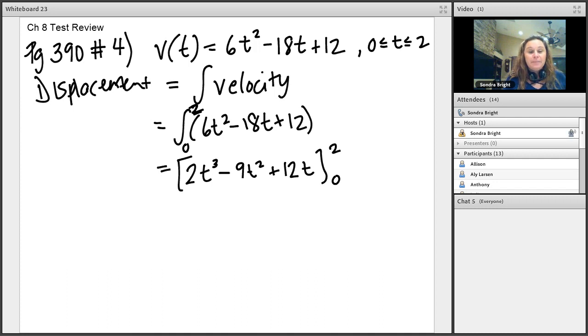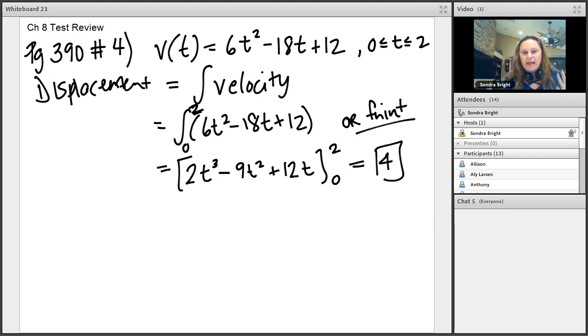This is if you had to do it by hand. If you're allowed to use a calculator, then you're just going to do fnInt, right? And your answer ends up being 4. So that's your displacement. I can't remember, but I have a feeling that you are allowed to use your calculator, but you've got to set up the integral, I think is what you have to do, but I'm not 100% positive.